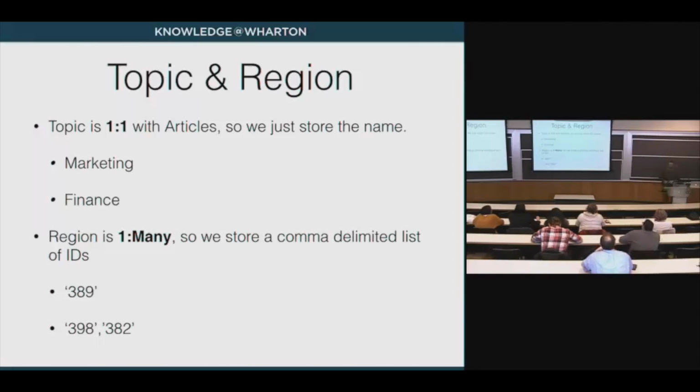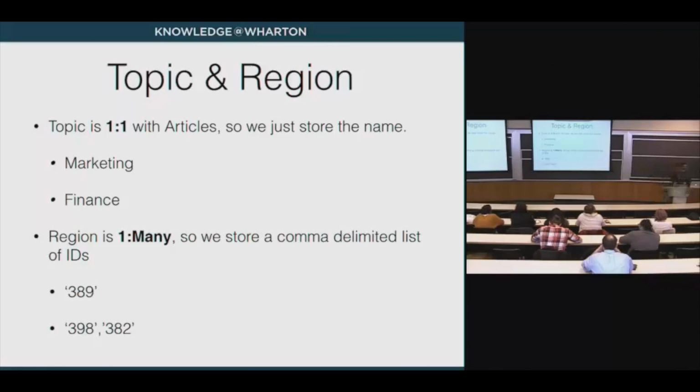Regions is a little more complicated because one story can span multiple regions of the world. So in that case, what we do technically is we just store a comma delimited list of the IDs, which makes it a little bit trickier because you have to go back and say, oh, 398, what's 398? 398 is North America. We didn't put the names in there because they could have potentially gotten so long that they would overrun the maximum value for that field.